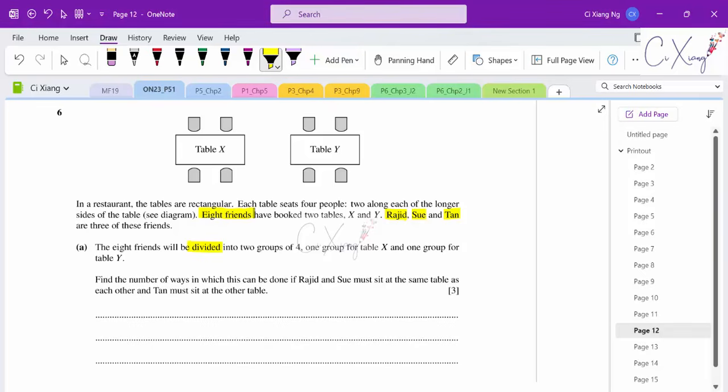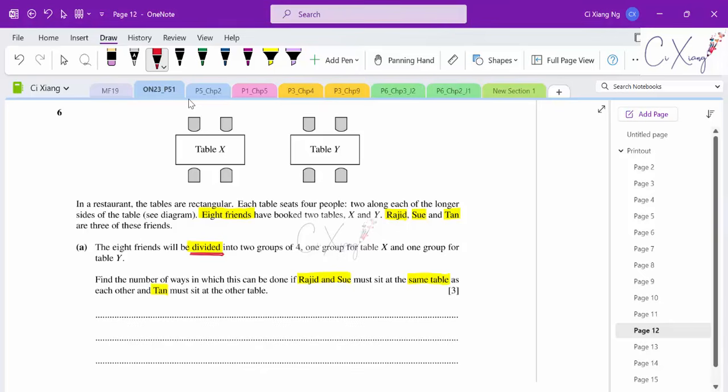Okay, and then they are saying that R and S, Rajit and Sue, must sit at the same table. Then T, Tan, must be sitting at the other table. Right, so for this question, you need to highlight the word divided. Divided gives you an idea that we are going to choose the people and put them into groups. So the sequence of choosing people is not important. So for this question, basically it is about combination, because they didn't mention where the friends should be sitting and so on. They just want to divide them into 2 groups only.